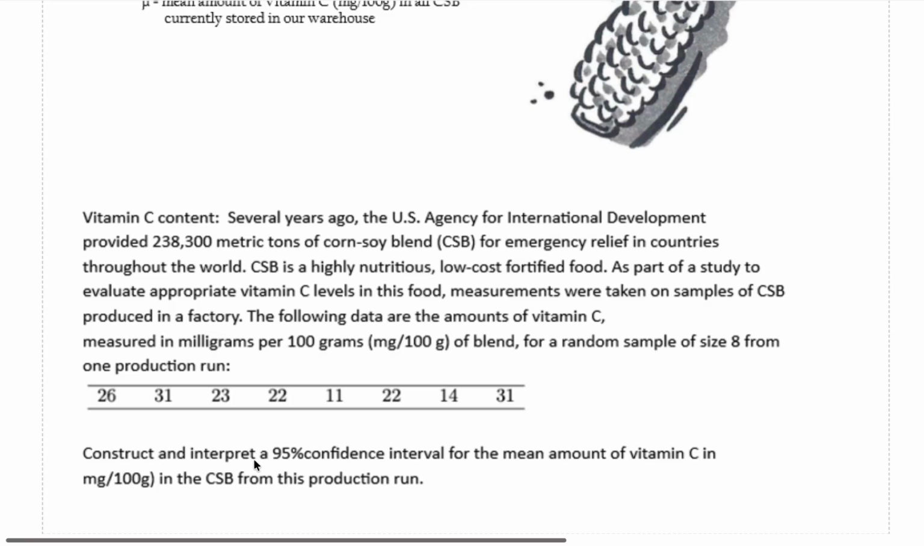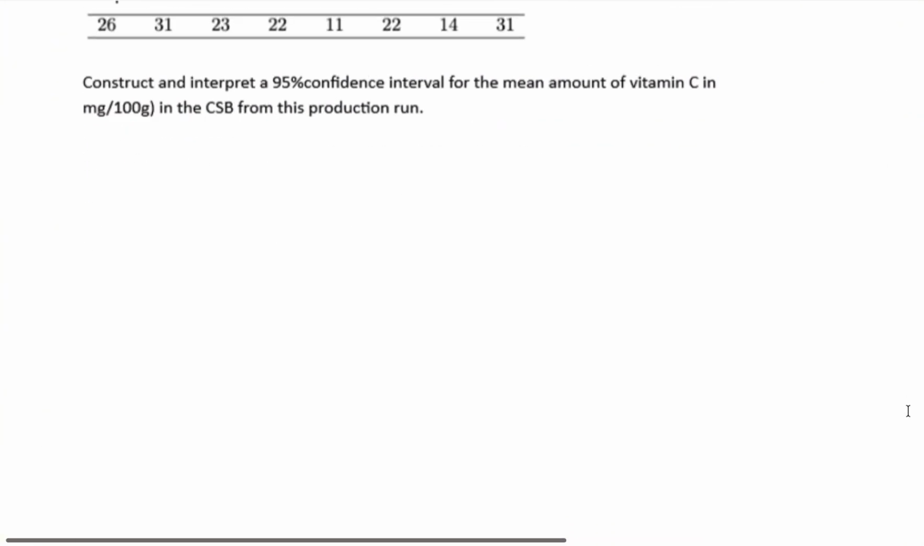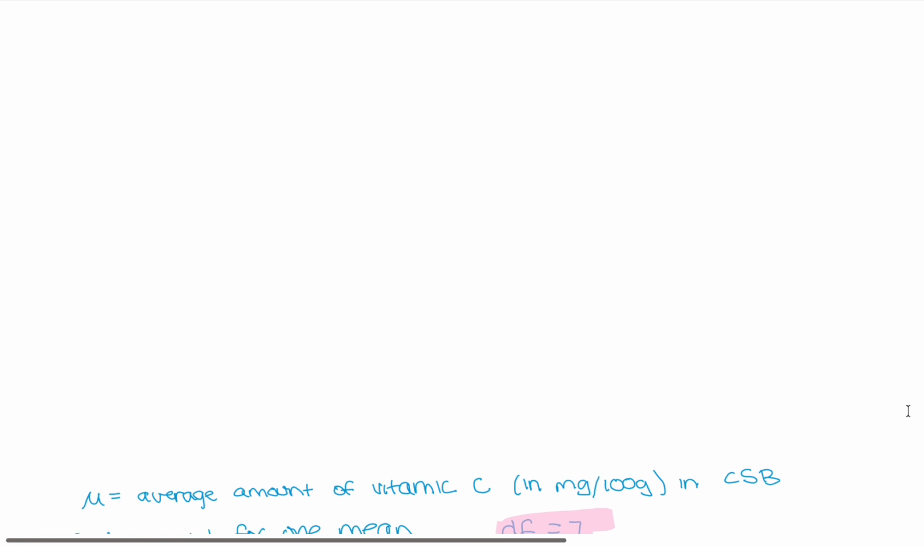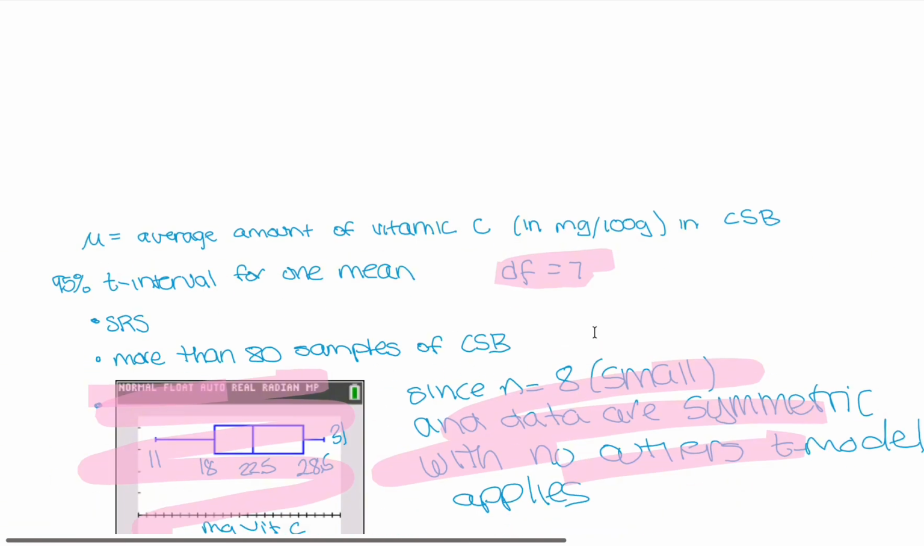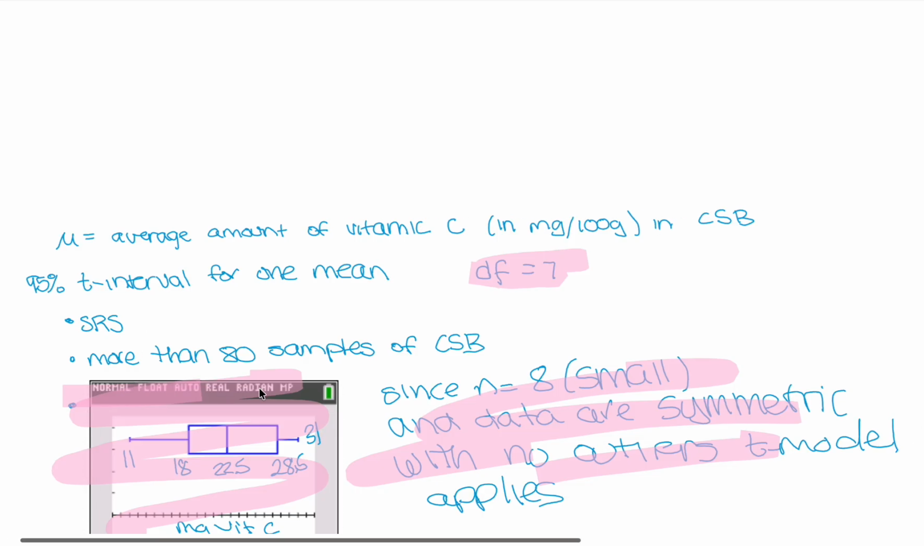So what we're going to do is construct a 95% confidence interval for the mean amount of vitamin C in the CSB from this production run. First, we set mu, which is the average amount of vitamin C in milligrams per 100 grams in CSB, and create a 95% t-interval for one mean. The degrees of freedom is 7. This is n minus 1, and this is a simple random sample that we're taking, and there are more than 80 samples of CSB, meaning the 10% rule has been met.